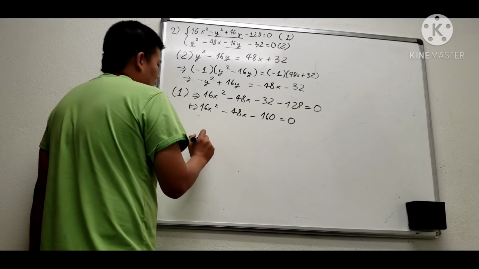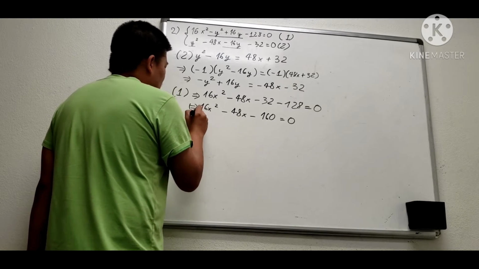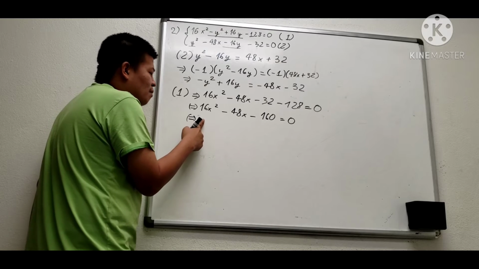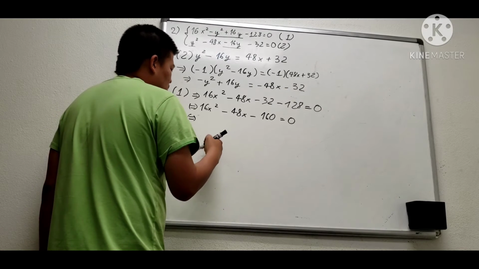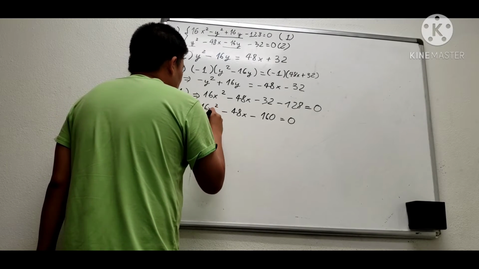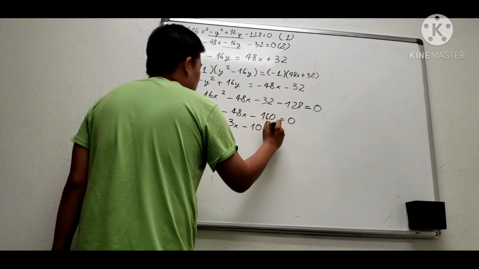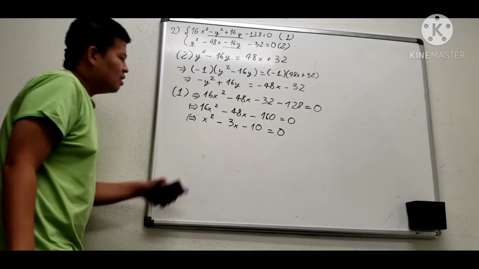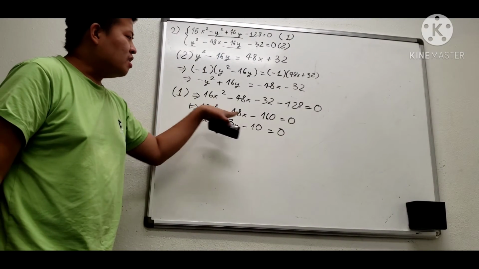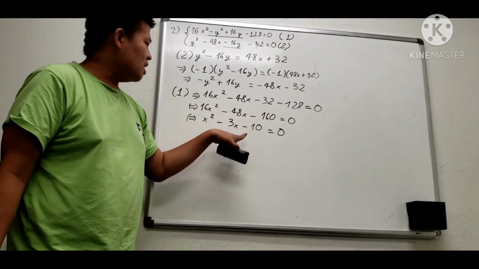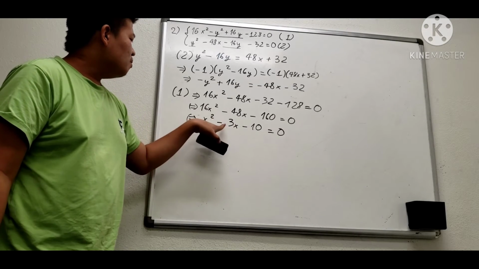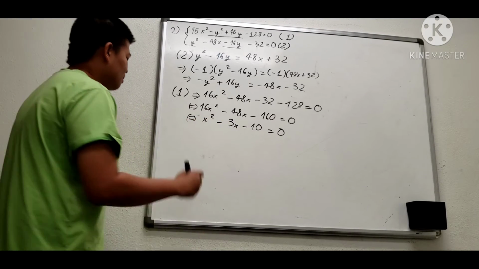So we simplify this by dividing by 16 on both sides. You get s^2 - 3s - 10 = 0, because we divide 16, 16 and 16, that's why you get 1, minus 3, minus 10.